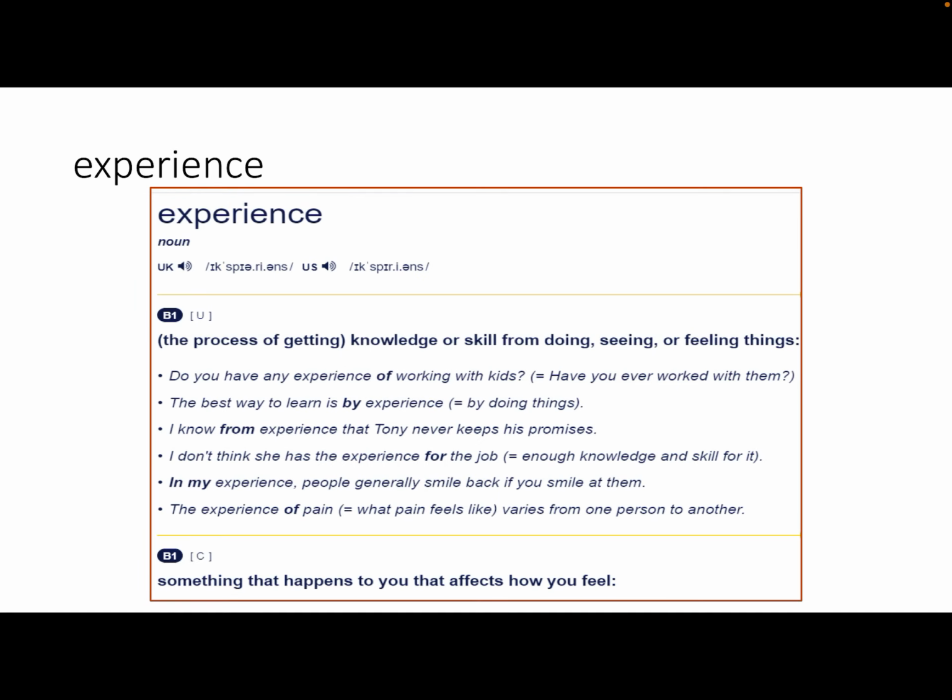The next one is experience. When you look up the noun form of experience, there are 2 meanings. One is the process of getting knowledge or skill from doing, seeing, or feeling things. And the other one is something that happens to you which affects how you feel. Therefore, when you use the word experience meaning the knowledge or skill, it should be an uncountable noun. And when you want to talk about something happening to you in the past, it is a countable noun.